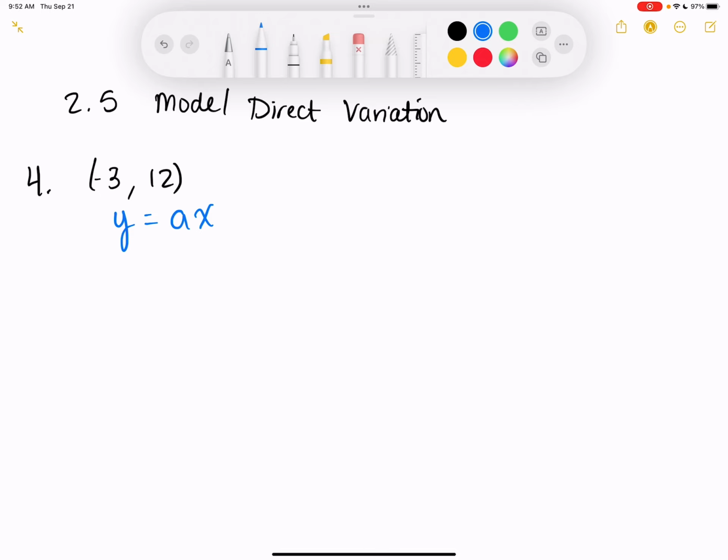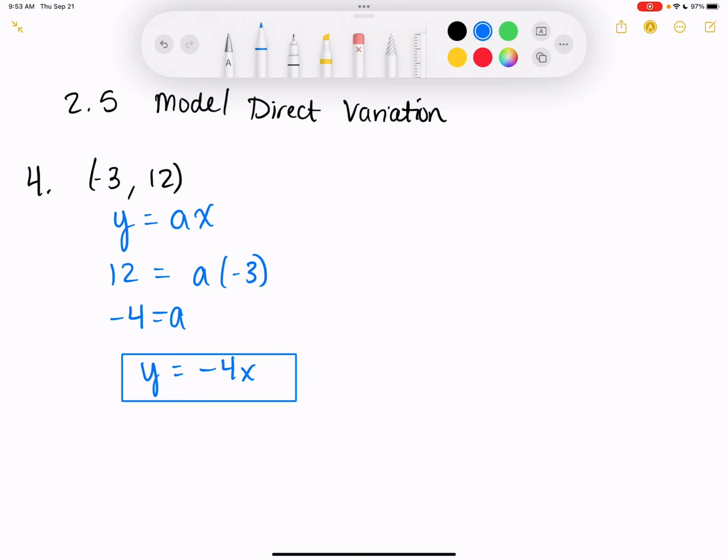So 12 is equal to a times -3. So a is equal to -4. And then we just plug that back into that equation, y equals -4x. So that's our direct variation equation.